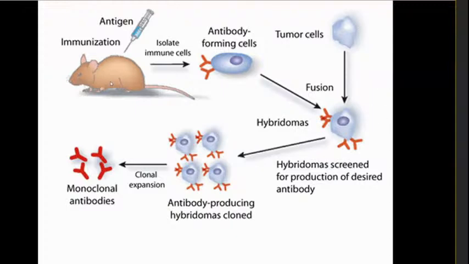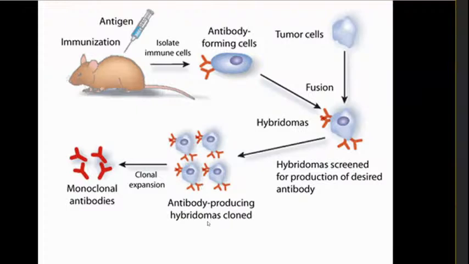First, inject the antigen into the animal. The immune system gets alert, producing B cells that are isolated and fused with the nucleus-free cell. So this hybridoma cell is formed. After the hybridoma cell formation, it produces antibody and is cloned.